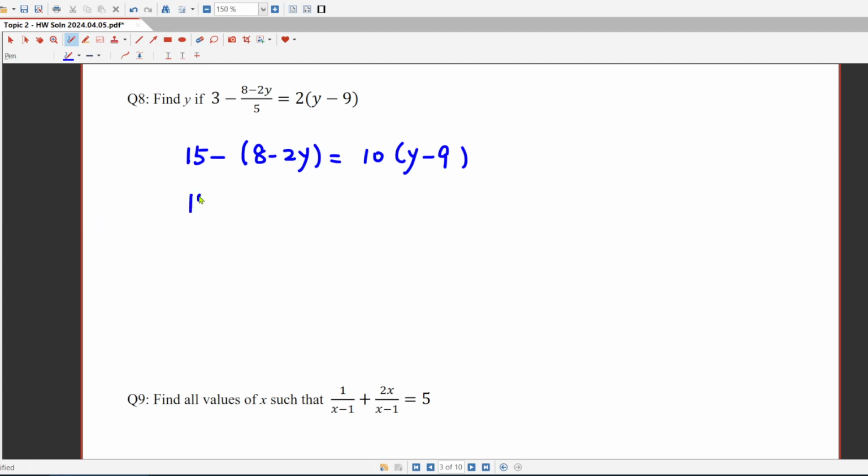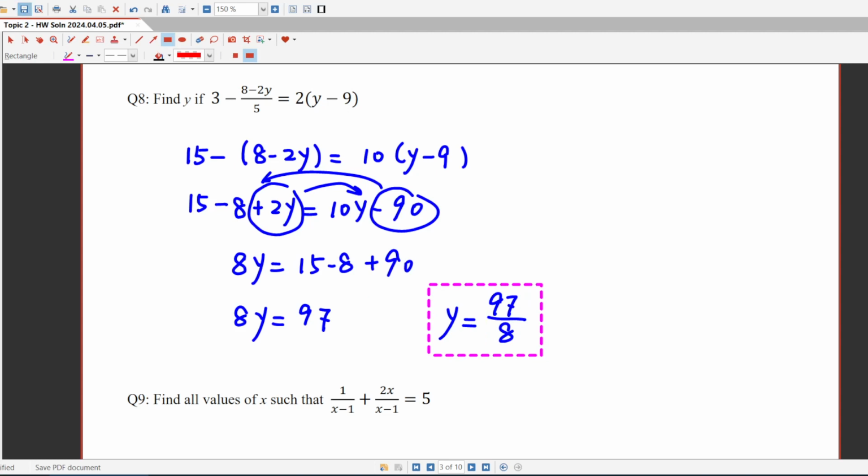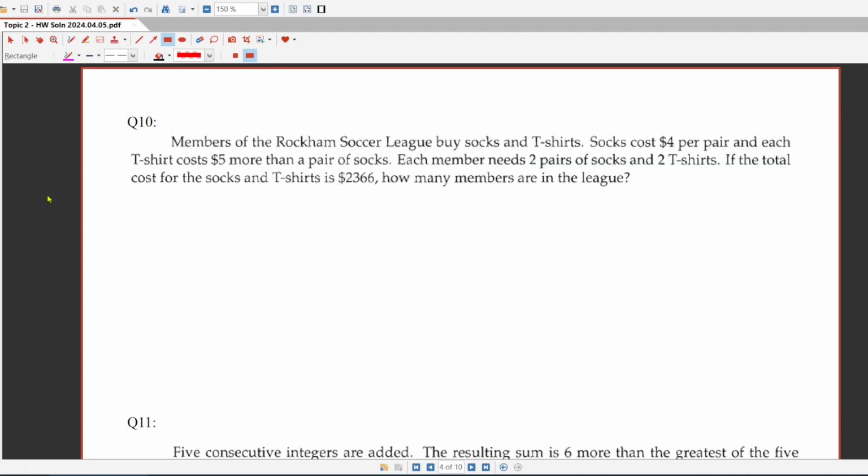And then expanding everything gives us the left side is 15 minus 8 plus 2y, equals the right side is 10y minus 90, right? And we can move the positive 2y to the other side. That gives us 8y equals, then move the negative 90 to the left side, which becomes positive 90, right? Therefore, we have 8y equals 97. So eventually we can solve y is 97 over 8, right? Any questions? Alright, if not, let's see the next one.